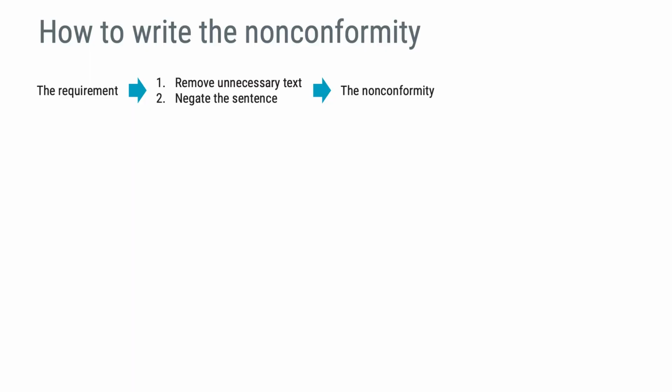So here's the trick. When you find audit evidence that does not meet an audit criterion, you just copy the audit criterion, or the requirement in ISO 13485 in this case. Then you remove any irrelevant text and just negate the sentence, which is done by adding various forms of "has not" or "not" to it. Then you have a description of the nonconformity. Let's take a few examples.